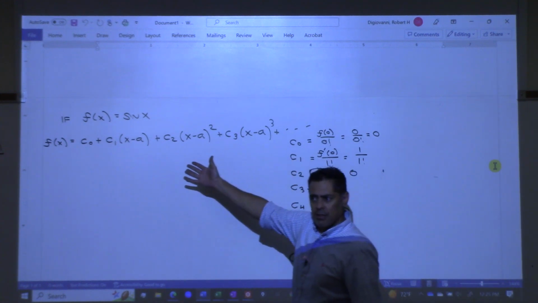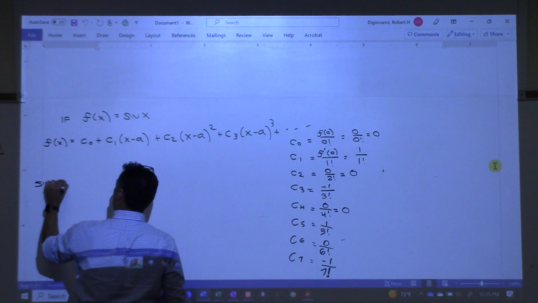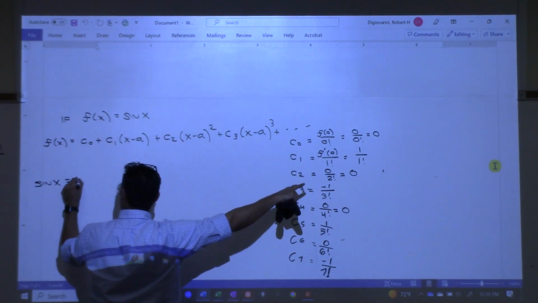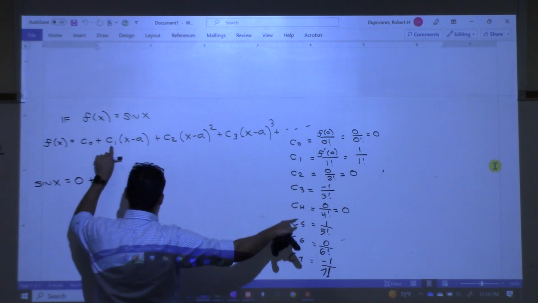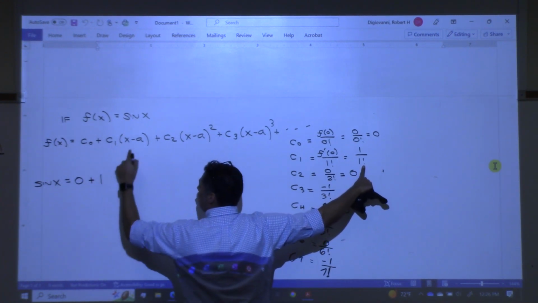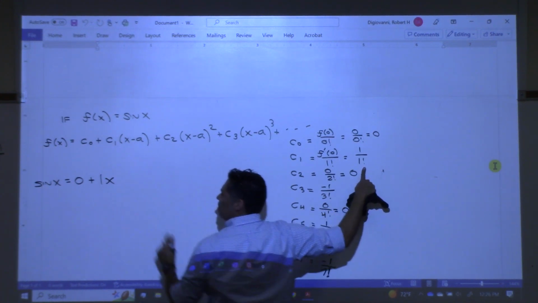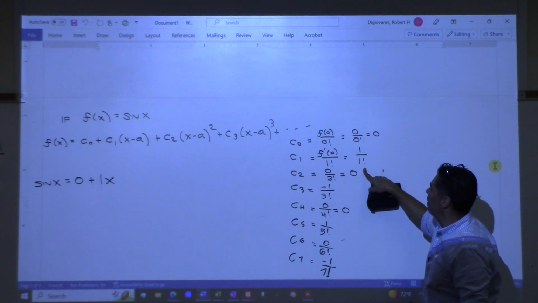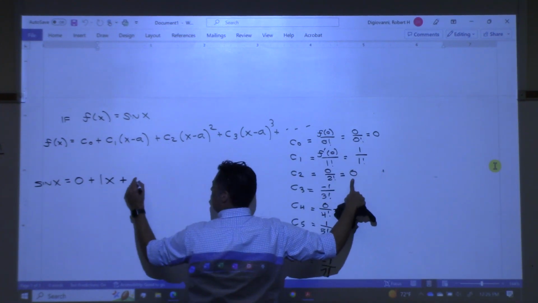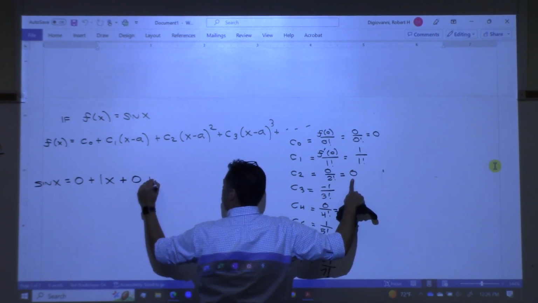0, right? So what we're saying here is that the sine function should be c sub 0, which we said was 0. Plus c sub 1. C sub 1 was what? 1. And then x minus 0, right? X minus 0 is just x. So just 1x. And then plus c sub 2. C sub 2 is 0, so that whole thing's gone. Don't care about it.